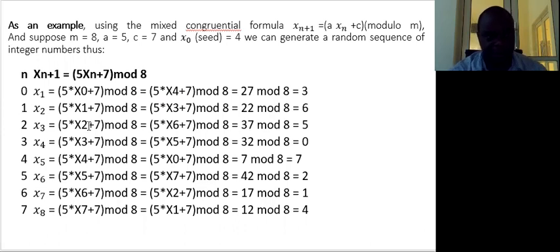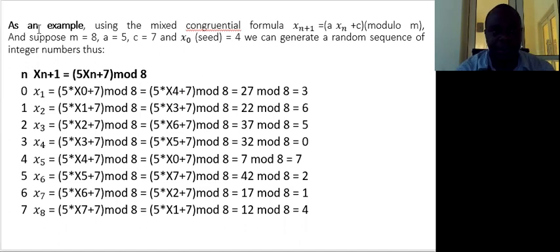Now let's look at an example here to capture all the things that we've been explaining so far. If we use the mixed congruential formula, x subscript n plus 1 equals a x subscript n plus c modulo m, and suppose that m equals 8, a equals 5, c equals 7, and x naught, which is the seed value, equals 4, we can generate a random sequence of integers like this.